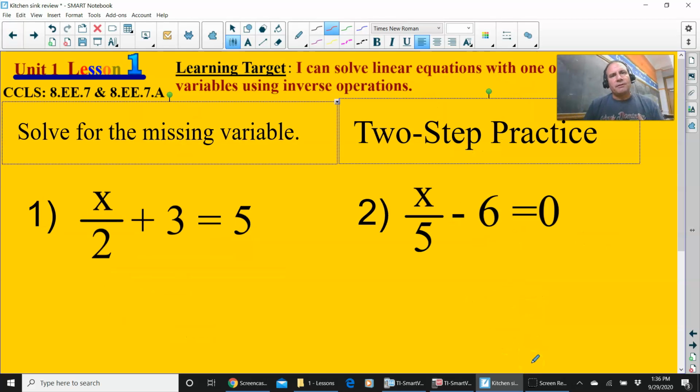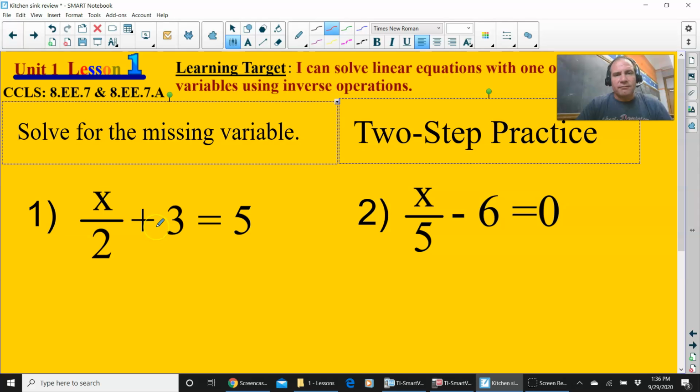So we are going to move on to two-step practice with fractional coefficients. So we'll do number 1 together, and you could take number 2 and see if you could do that. X over 2 plus 3 equals 5 is number 1. Again, always looking from that side where the variable is. That's where you want to start, and you want to remove terms from that side.